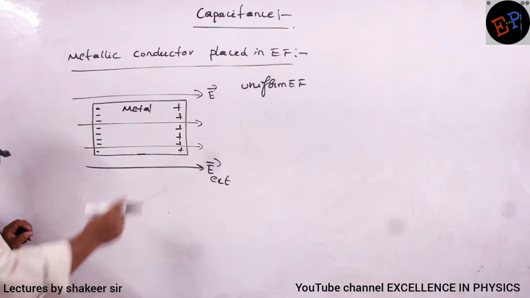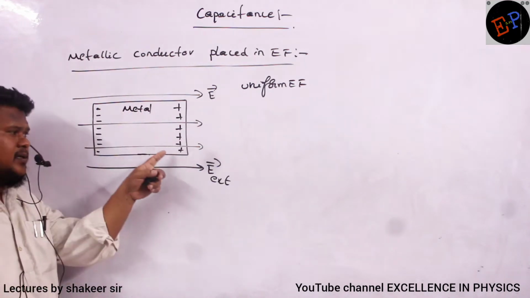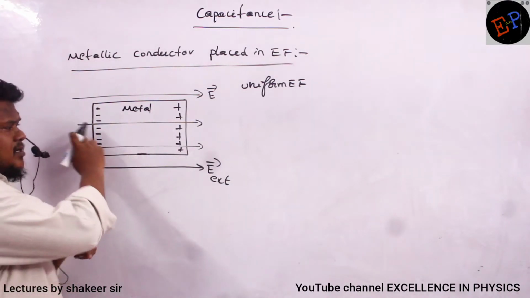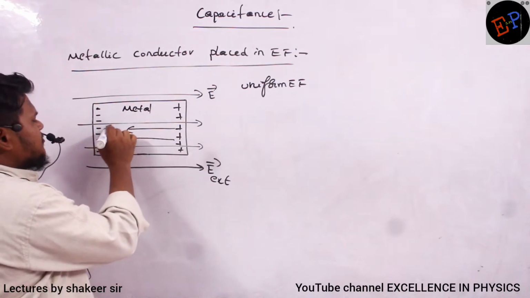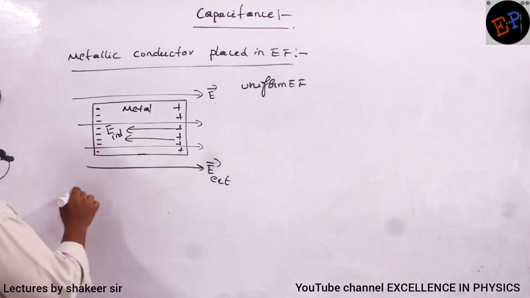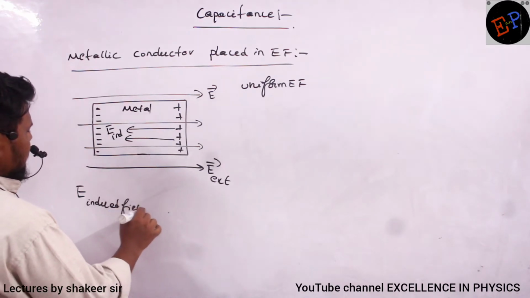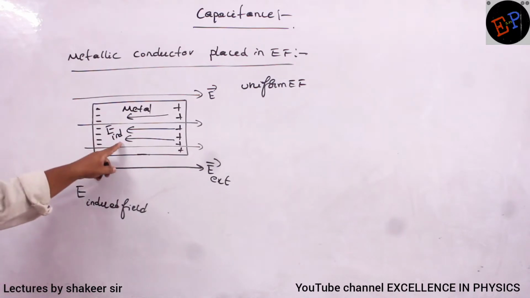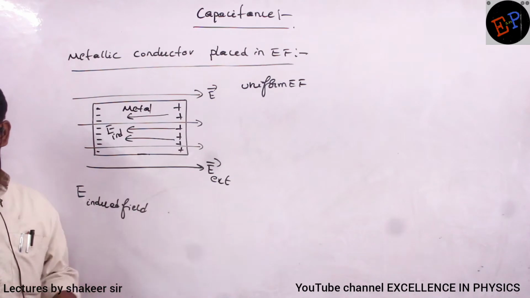But internally, there is one more field which is developed, no? Internally, here there are positive charges, and here there are negative charges. So here also a field develops, and what is this field called? This field is called the induced field. Now what is the direction of this induced field? This induced field is exactly opposite to the direction of the applied field or external field.